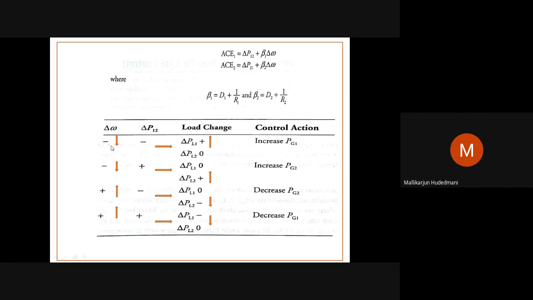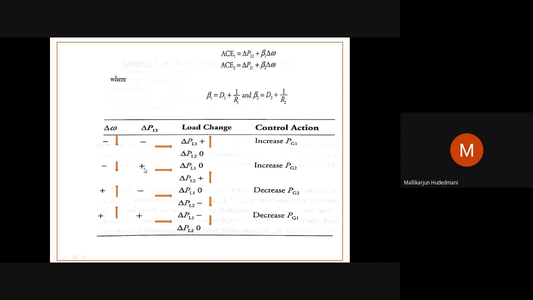Next is the second case. There could be a drop in frequency, but delta P12 is plus. What is the meaning of that? If delta P12 observed is plus and delta omega is minus, drop in frequency is natural because of load. Load is from which area? We'll understand from the direction of delta P12.